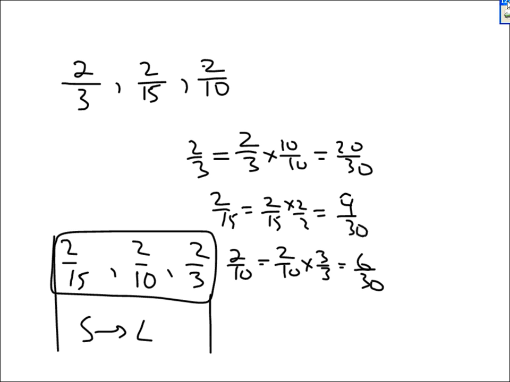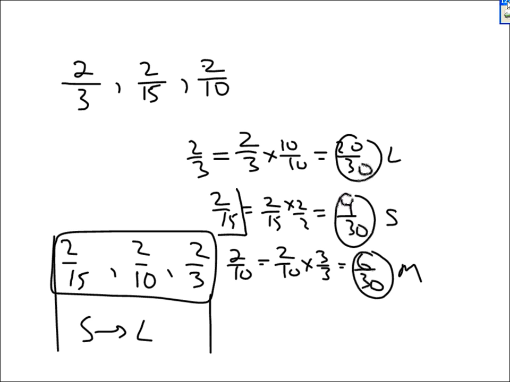So, this is the smallest, because it has the smallest numerator. This is the middle number, and this is the largest number. That is, the smallest number is 2 over 15. The middle number is 2 over 10. And the largest number is 2 over 3. It was a lot more work, in my opinion.